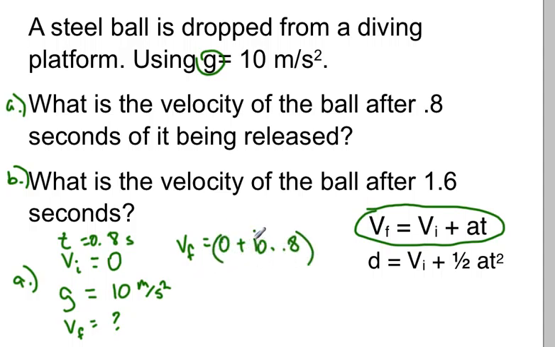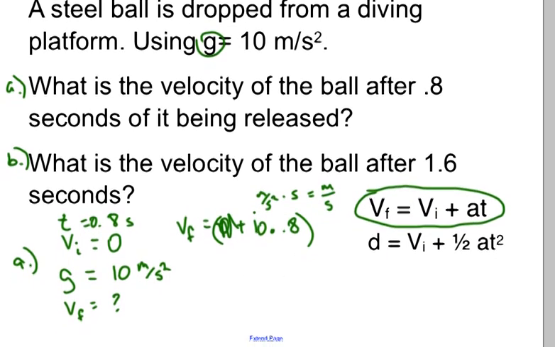That is your answer right there. Take 10 times 0.8, and that would give you the VF. Our initial velocity is 0, so we don't have to worry about that. That goes away. So 10 times 0.8, and remember that's going to be in meters per second, because this 10 is meters per second squared, and that 0.8 is seconds. So if you take meters per second squared times seconds, your unit should be meters per second, and that's what we want for velocity.